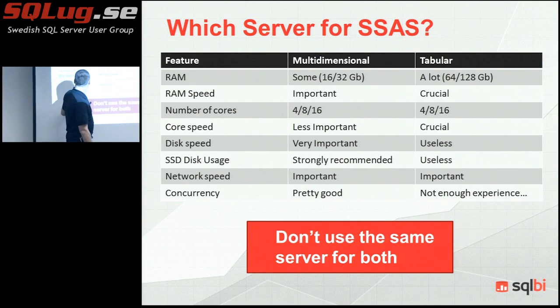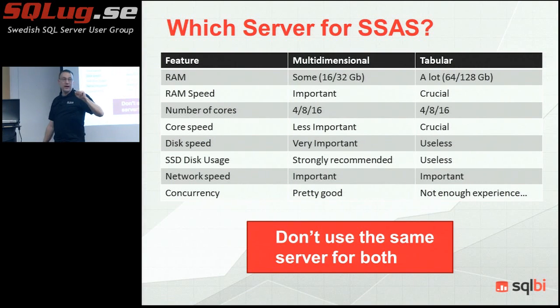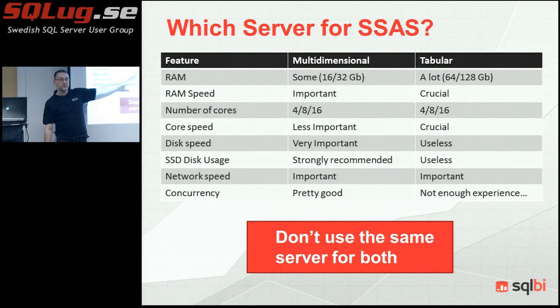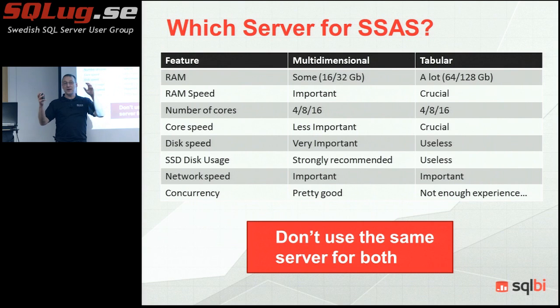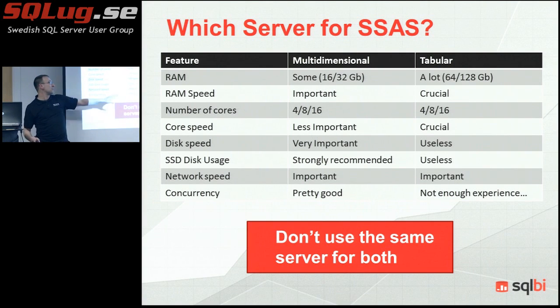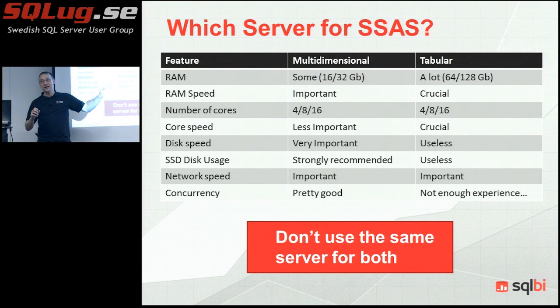It's pretty important, the part about concurrency. While we know very well how to handle thousands of users on a single server with multidimensional, we don't have a lot of experience in the same scenario for tabular. So before building a solution with 1,000 users running at the same time on a single server and choosing tabular, take your time to think about it, because it might be the case that you will encounter problems that we still have not faced. We don't have experience.